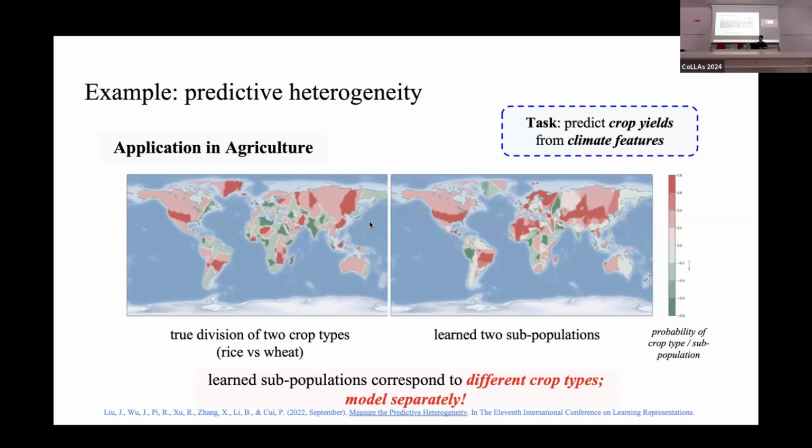Further, in this situation, we should not pursue invariance anymore, because for different crop types, the prediction mechanisms may be quite different. It's a better way to divide and conquer.